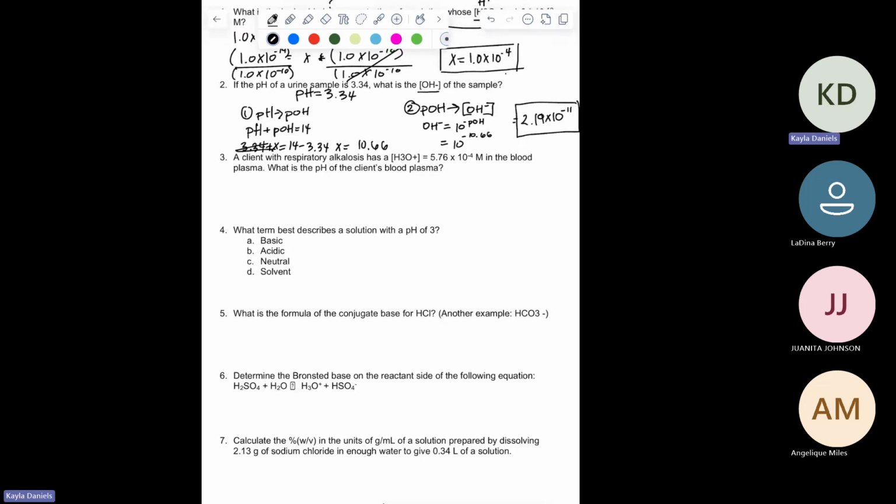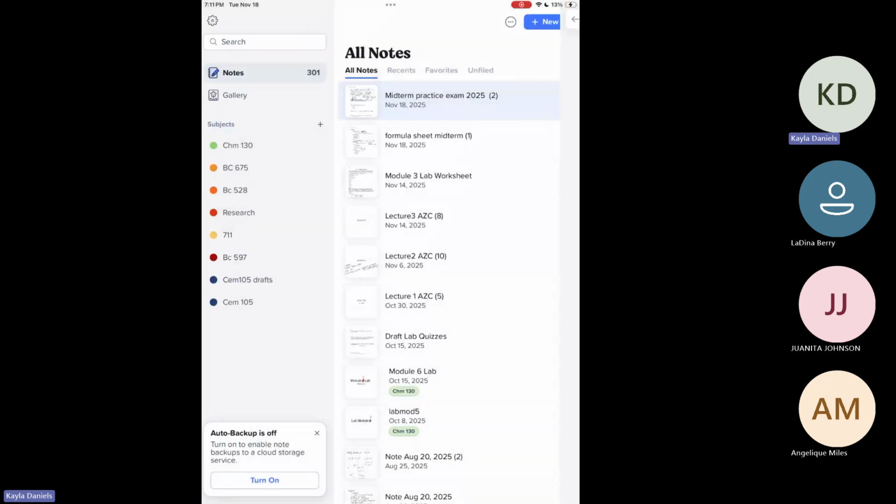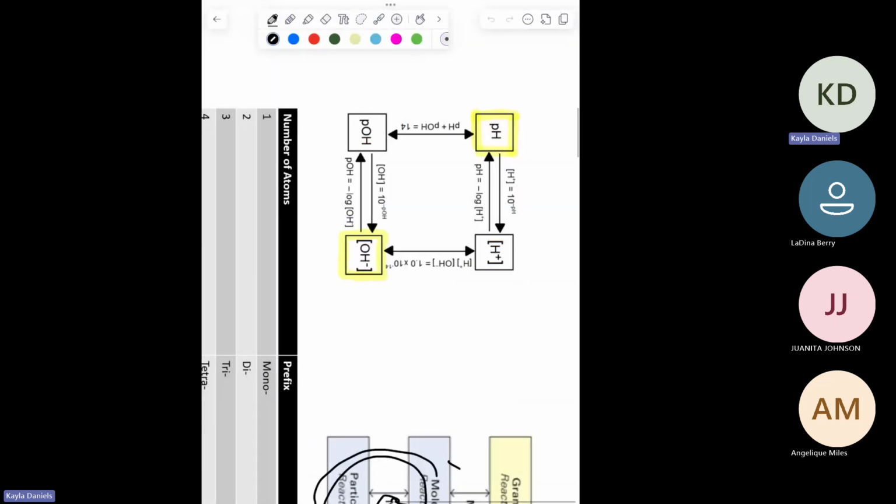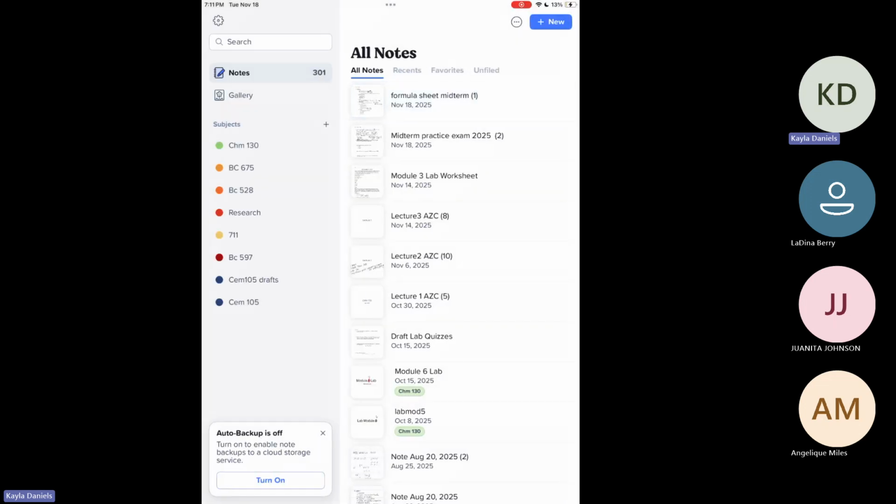A client with respiratory alkalosis has an H plus or an H3O plus concentration of 5.76 times 10 to the negative fourth in the blood plasma. What is the pH? So again, we're talking about pH. If I'm taking the test, I'm going to be looking at my acid-base square. This time they've given us H plus and they want us to find pH. So we're going to have to go this way, using this formula, pH equals the negative log of the H plus concentration.